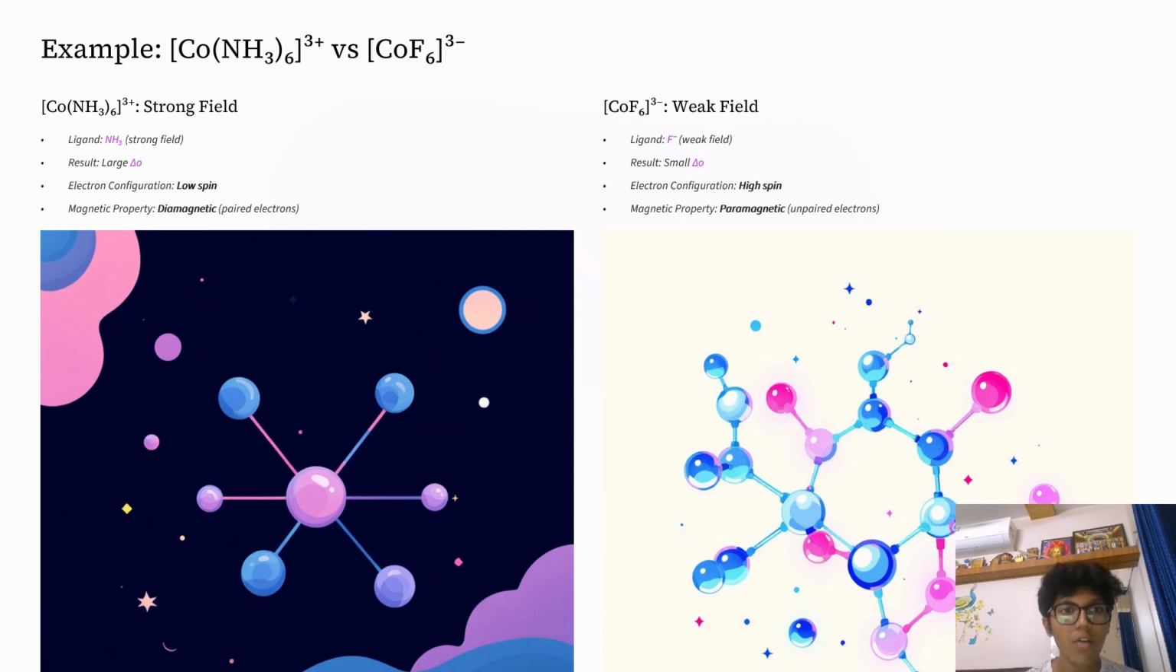Magnetic property of strong field ligand NH3 is diamagnetic. Magnetic property of weak field ligand F minus is paramagnetic. Why? Because of the unpaired electrons.